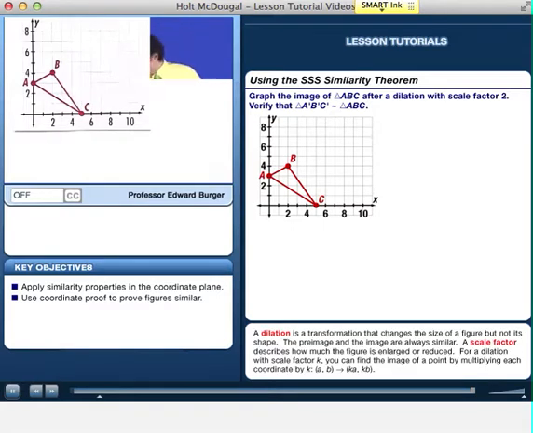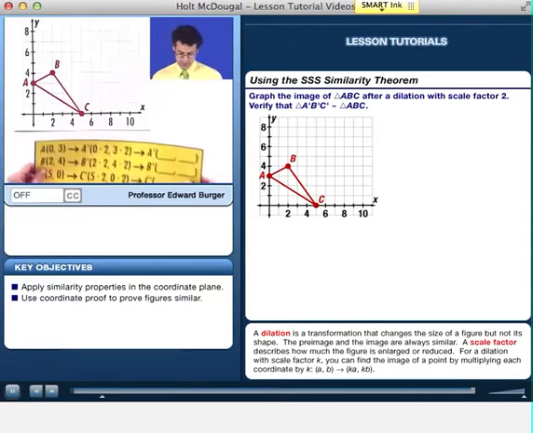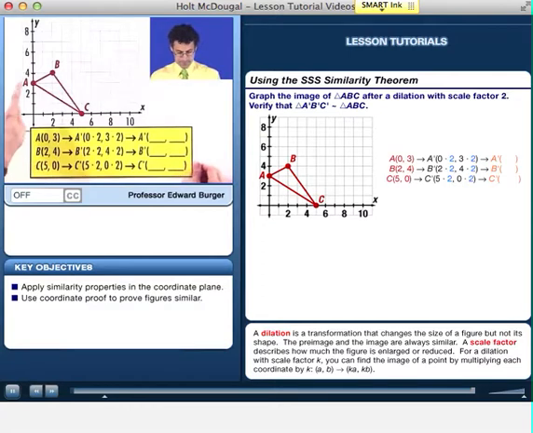It means that every single coordinate, so A, which is (0, 3), B, which is (2, 4), and C, which is (5, 0), would then get multiplied by 2. And so what would we see here? Well, we can do this pretty fast. This is going to be (0, 6). This is going to be (4, 8). And this is going to be (10, 0).